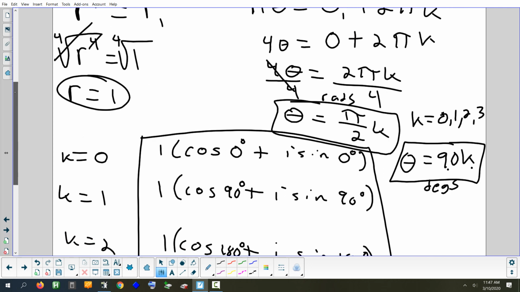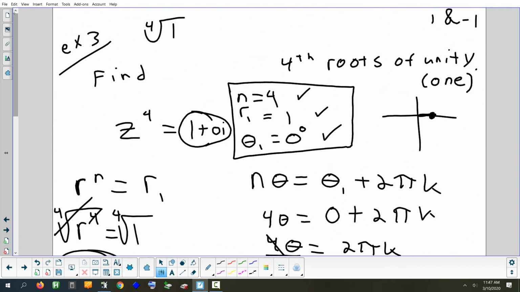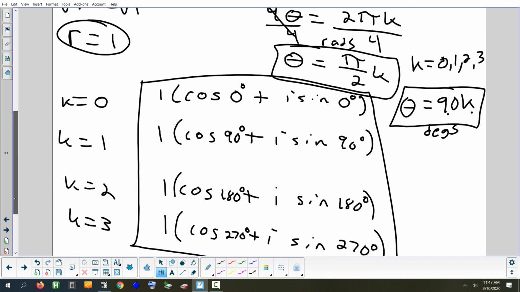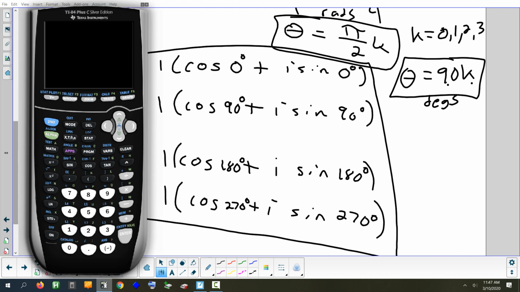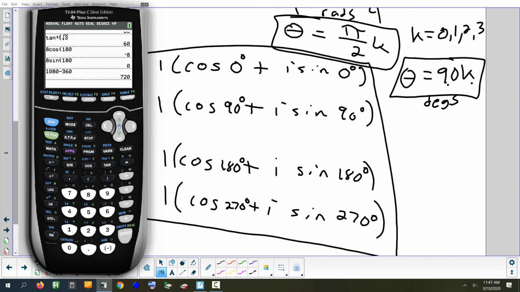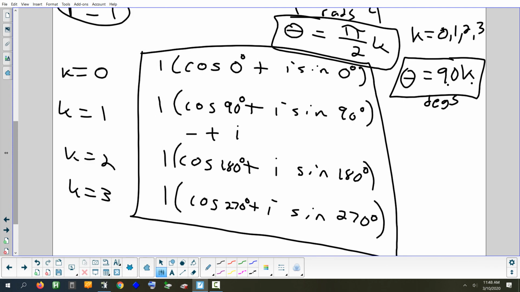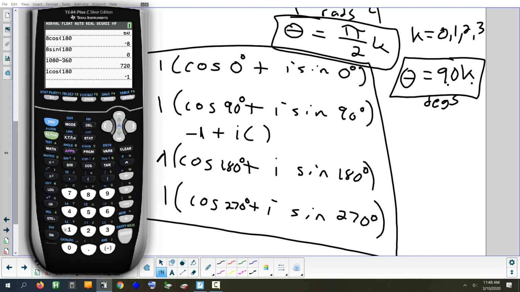Now, at the very beginning, I asked you guys, what would be a fourth root of 1? And we wrote this down. 1 and negative 1. Well, 1 and negative 1 are two of those answers. Let's take this one. Watch what happens if you do 1 times cosine 180. You get negative 1, plus, write it like this, negative 1 plus i times, now let's do 1 times sine 180. Watch what happens there.